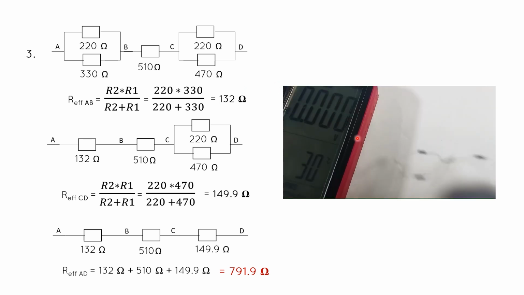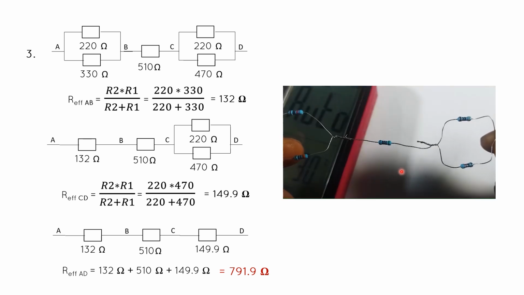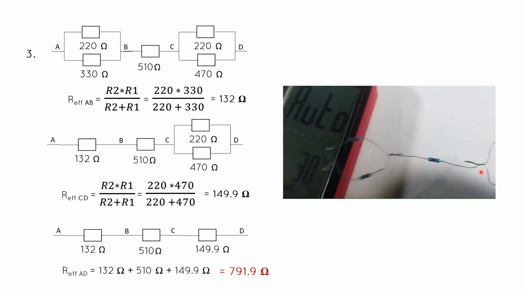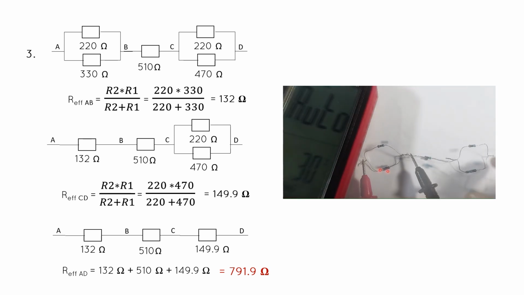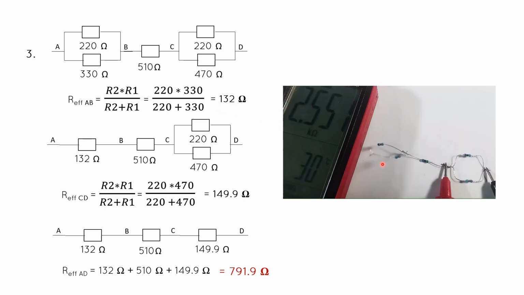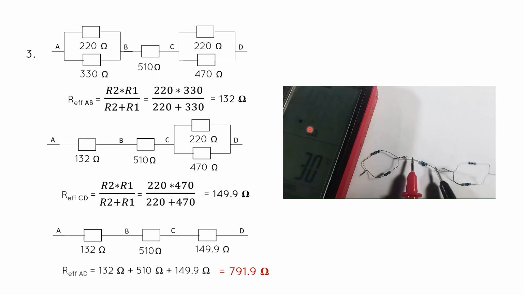So we have a network here, okay, so you can see we have 220 ohms here, 330 ohms here, we have 510 here, 220, 470. All right, so if we take a reading across AB, you'll see we have our answer as 131.1, which is approximately, okay, which is close to 132. Then we move to CD. If we read the effective resistance across CD, we have 148.1, which is close to 149.9.